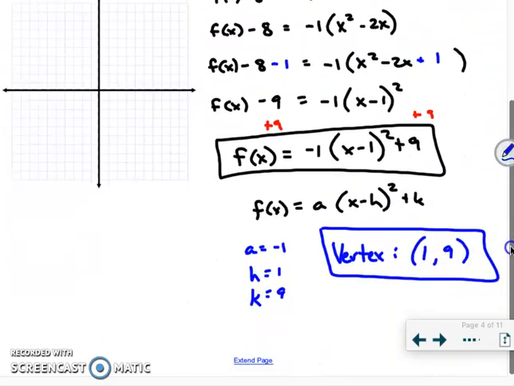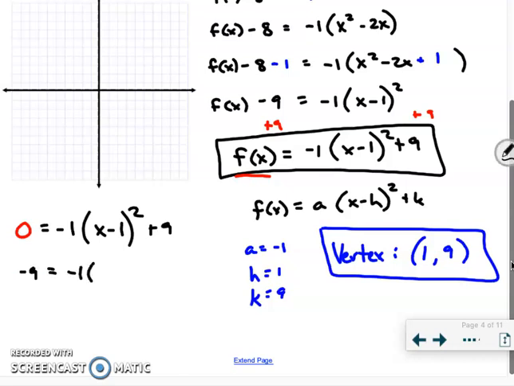We're supposed to find some x-intercepts as well. So off to the side, remember, if we're trying to find x-intercepts, that means that we're going to put a 0 in place for f of x. So 0 is equal to negative 1 times quantity x minus 1 squared plus 9. So I'm going to begin by subtracting the 9 back over. It's negative 9 equals negative 1 times quantity x minus 1 squared. Now I need to divide this negative 1 over.